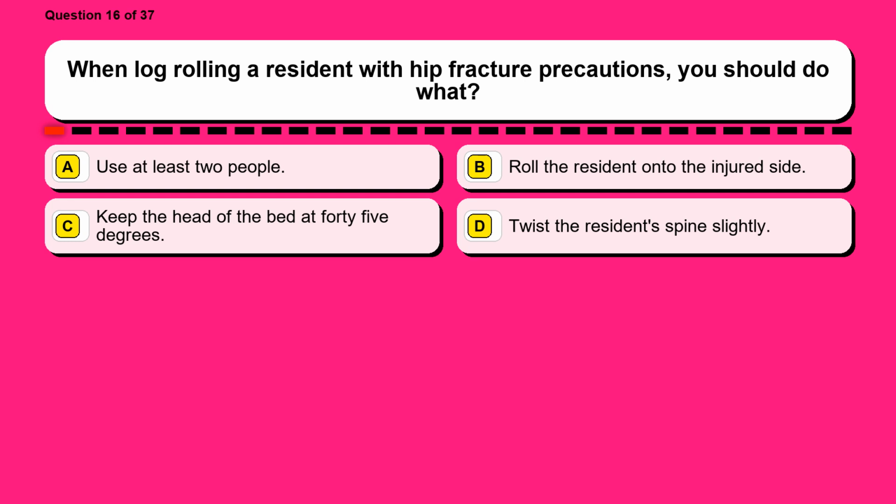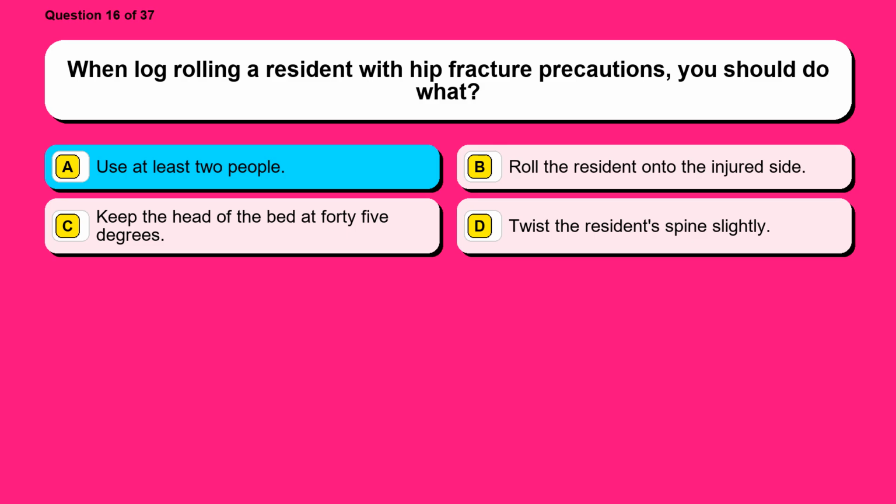Question 16. When log rolling a resident with hip fracture precautions, you should do what? Option A, use at least 2 people. Option B, roll the resident onto the injured side. Option C, keep the head of the bed at 45 degrees. Option D, twist the resident's spine slightly.